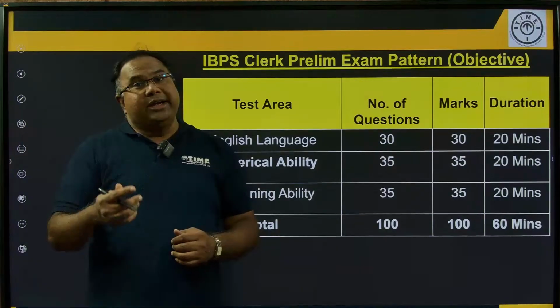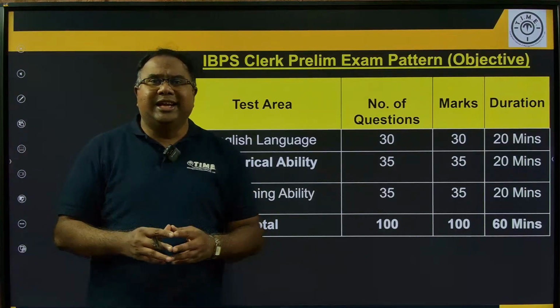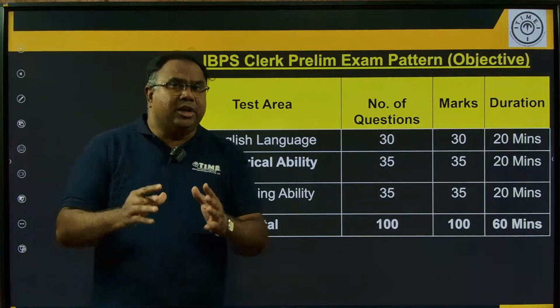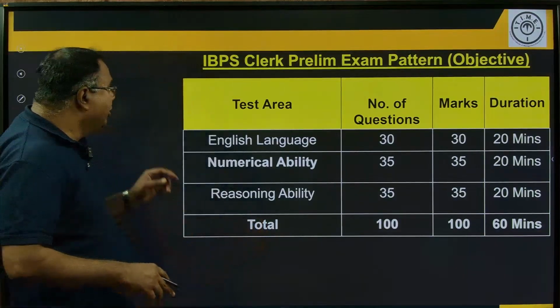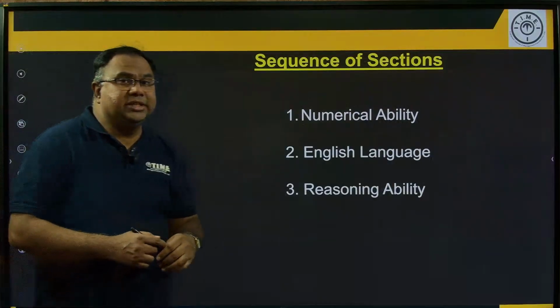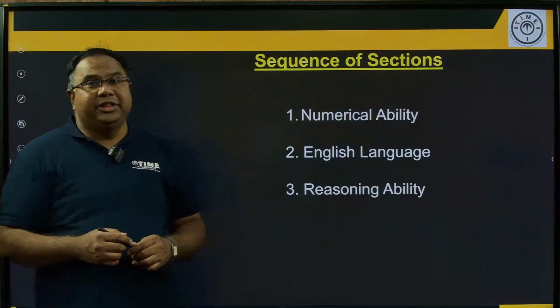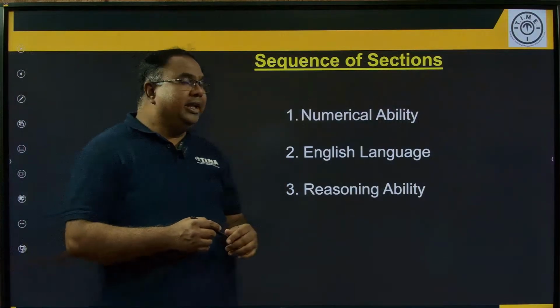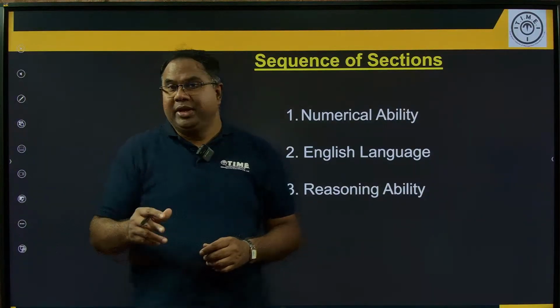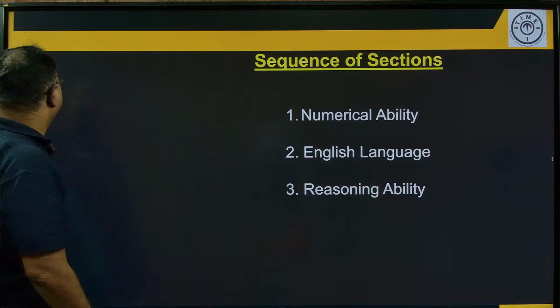Now, let us look at the sequence of sections. Most likely all slots follow the same sequence according to the information, but the 3 slots which we are going to discuss definitely followed this sequence of sections. This is the order of sections for the students. First, they started with the numerical ability section, then the English language section, and the last one is the reasoning ability section. Let's start discussing the numerical ability section.